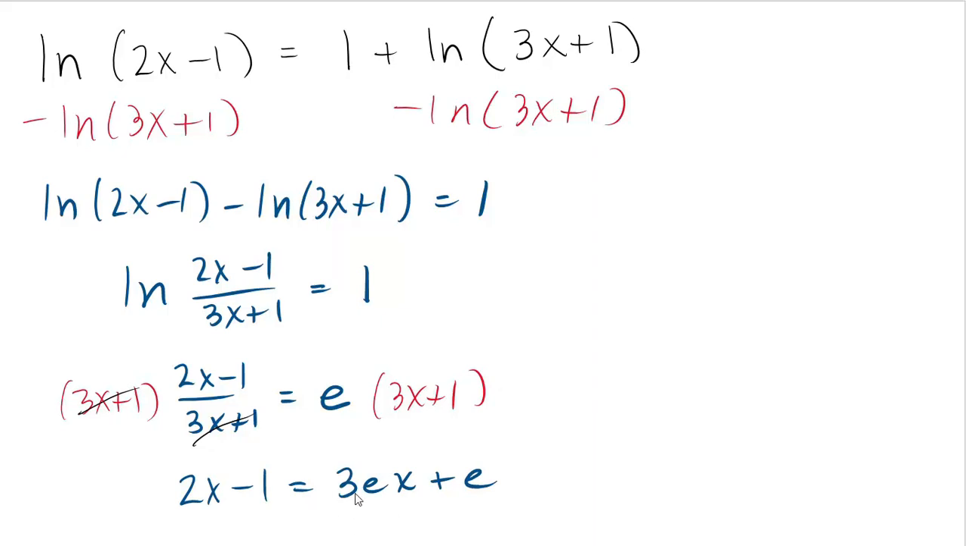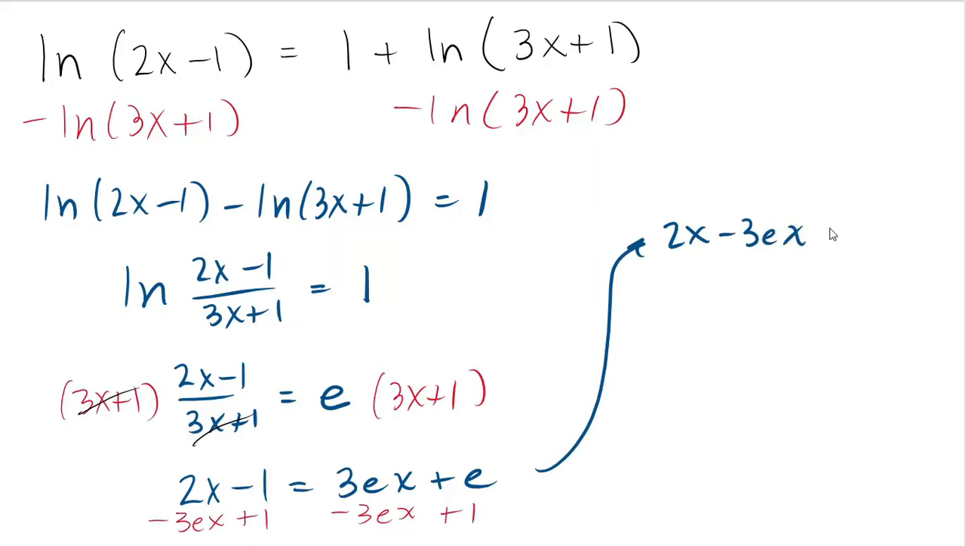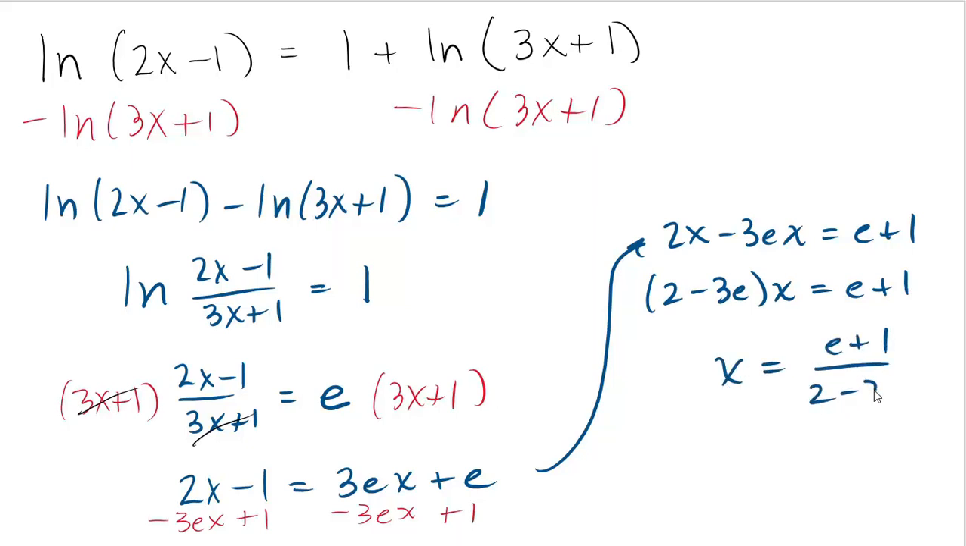We want all of the x's on one side, and we want everything without an x on the other side. So I'm going to subtract 3ex from both sides. That'll move all of the x's to the left side. And because I've committed all of the variable terms to the left side, I want to move the constant to the other side. We get 2x minus 3ex equals e plus 1. We can factor an x out of this. This is 2 minus 3e times x equals e plus 1. Dividing both sides by 2 minus 3e, we get x equals e plus 1 over 2 minus 3e.